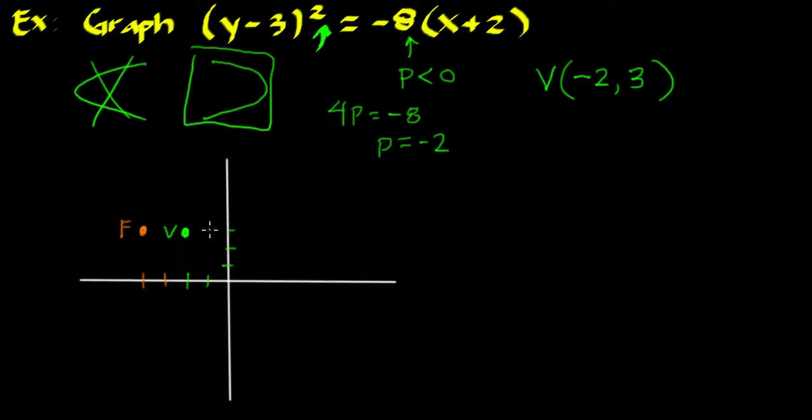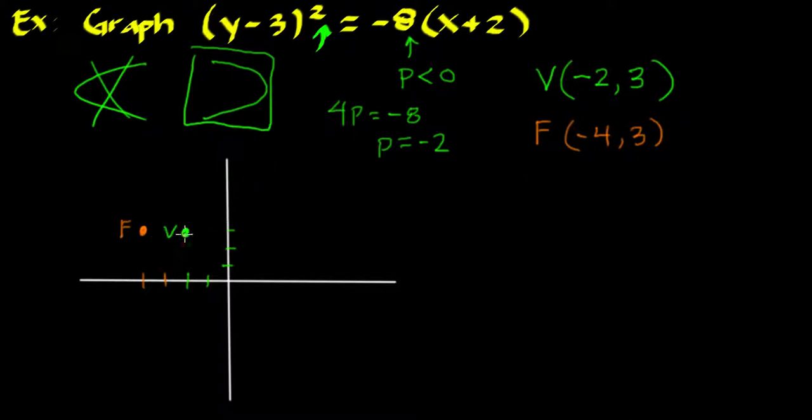So what did I do? I took the negative 2 and essentially added it to the x value. So I can say my focus is located at negative 4, 3 by just taking the p and adding it to the h. If you wanted to use the equation, it's h plus p, and that gives me my focus. Next, I'm going to graph my directrix.